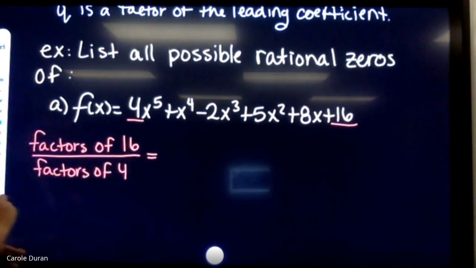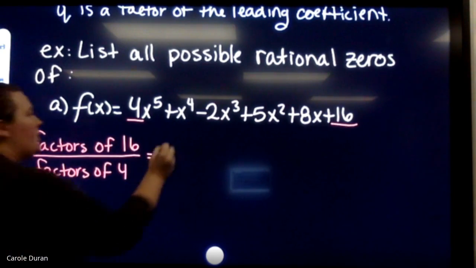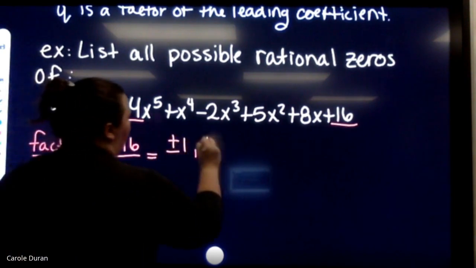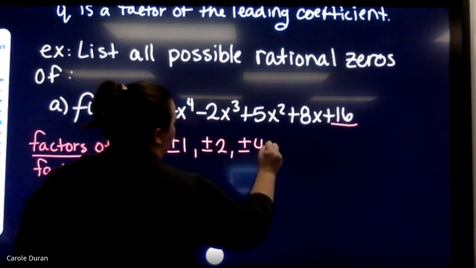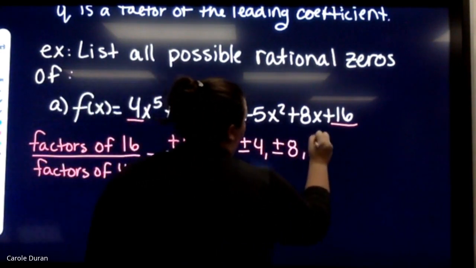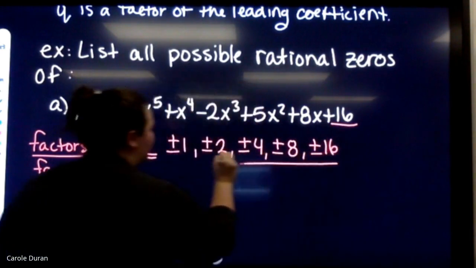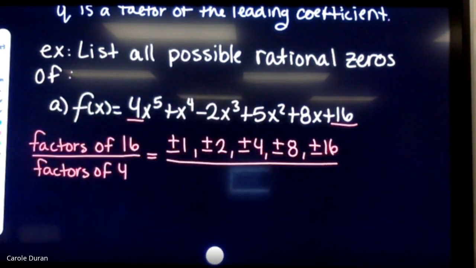So what are the factors of 16? 1, 16, 2, 8, 4, 4, right? But it's not just positives. We also have to include the negatives because -1 times -16 is also 16. So I list my factors as plus or minus 1, plus or minus 2, plus or minus 4, plus or minus 8, and plus or minus 16. The order that you write these in does not matter.